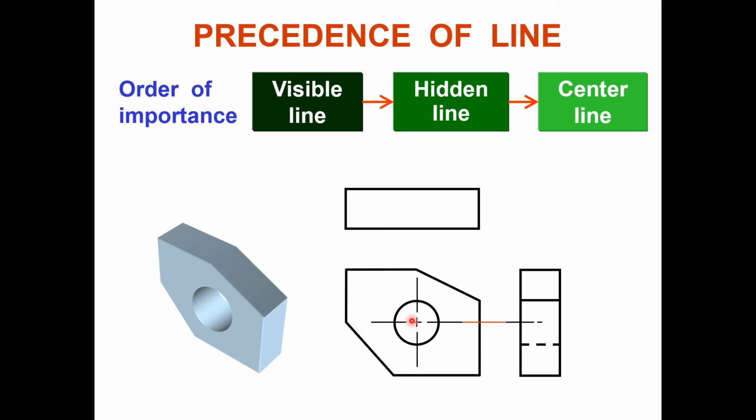Okay, here at the center of the circle, there is a center line, but behind the circle there is again a cut, that is a hidden object. So if there is a center line and a hidden object, then the hidden object will govern the criteria. Here the hidden object will be there, and the center line will be removed.